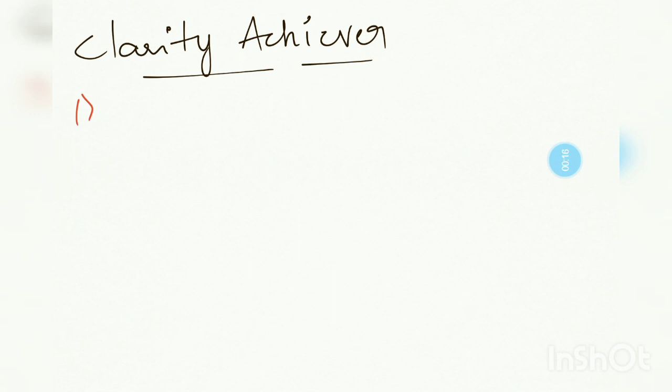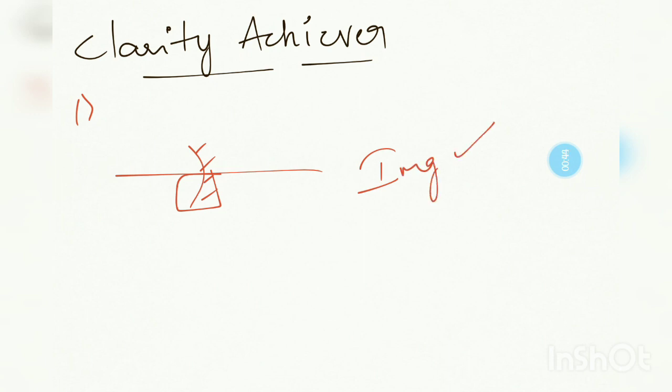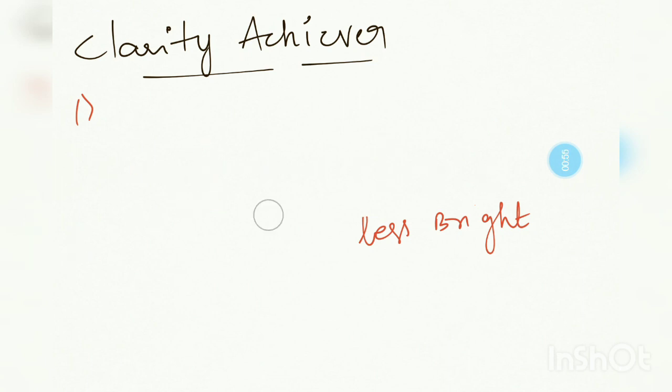A concave mirror forms the image of an object on the screen. If the lower half of the mirror is covered with an opaque card, the effect would be... Now this is a concave mirror, and the lower part is covered with some opaque card. So what is going to happen is the image will still form, but there will be less brightness. Its intensity will be less. So the right option for this question would be A.